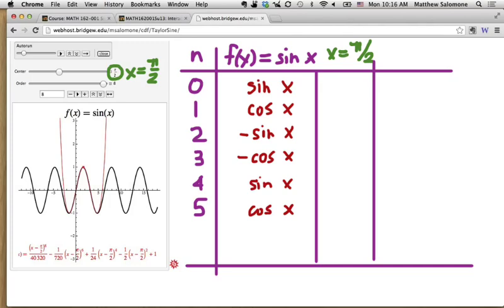What's the sine of pi over 2? 1. Cosine of pi over 2? 0. And then minus the sine of pi over 2? Minus the cosine? The sine was 1, the cosine was 0, and so on. So Jessica's point about patterns that we talked about at the beginning of the discussion, it looks like we're seeing a little pattern for this particular function emerging right here.